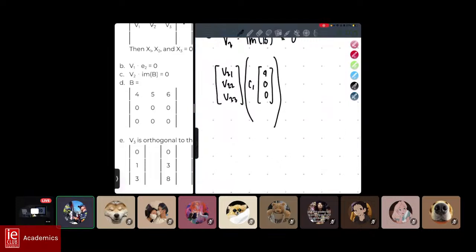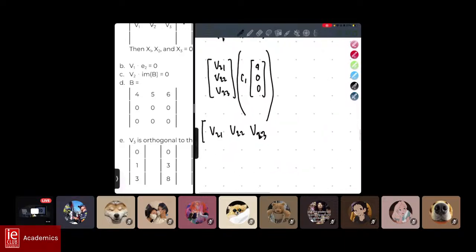So we are left with, let's transpose it na agad. I'll just do multiple steps at the same time. V21, 22, 23. Yan. Times C14, 0, 0.